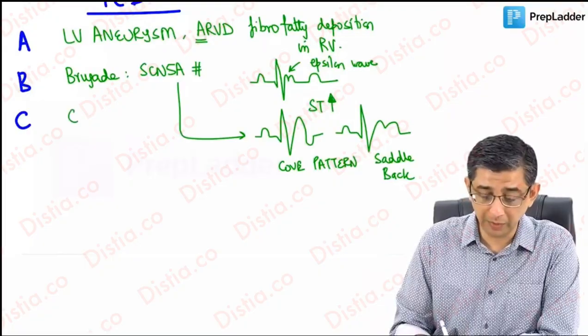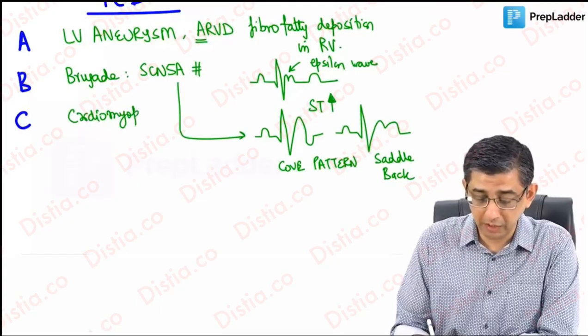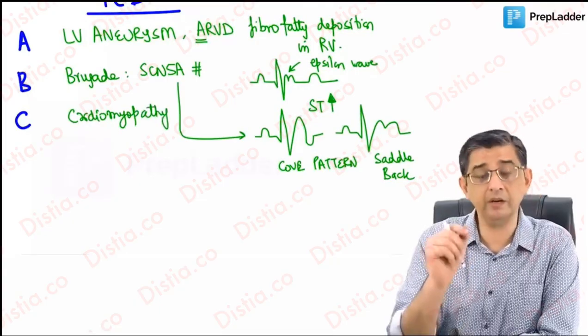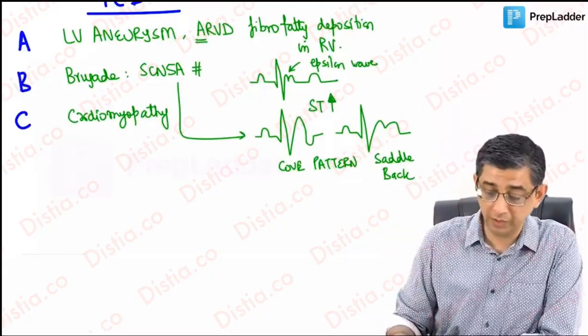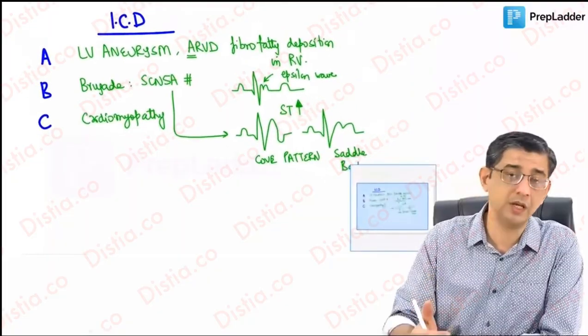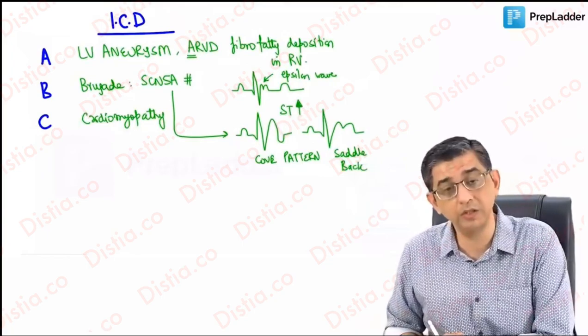Any of the cardiomyopathies, whether it be HCM, dilated cardiomyopathy, or restrictive, any cardiomyopathy can have recurrent episodes of tachyarrhythmias contributing to sudden cardiac death, and therefore an ICD will be recommended. So A is aneurysm/ARVD, B is Brugada and C is cardiomyopathy of any etiology.